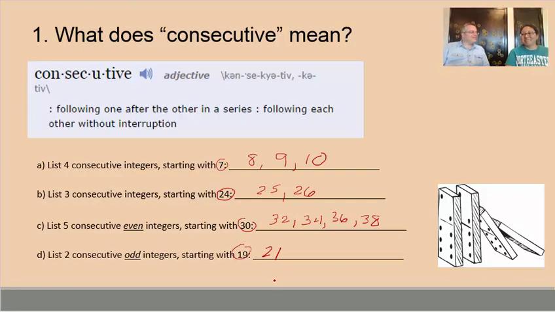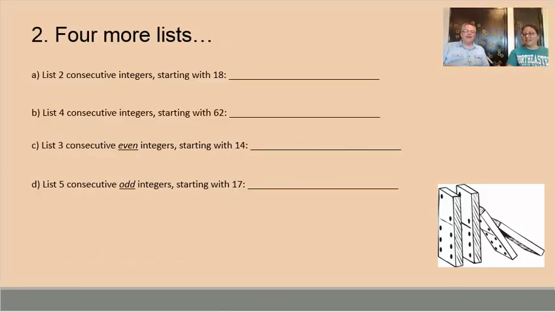We're going to go on to the next slide. A few more examples, so we're going to practice this. List 2 consecutive integers starting with 18. We start with 18, and since it's consecutive integers, not even or odd, the next one would be 19, the one that follows it. 4 consecutive integers starting with 62: 62, 63, 64, and 65.